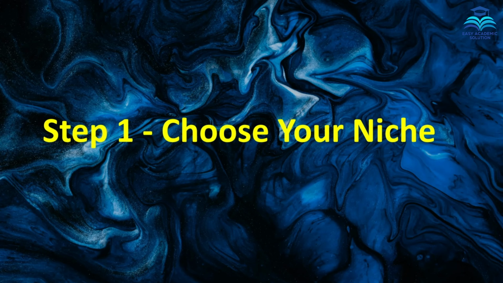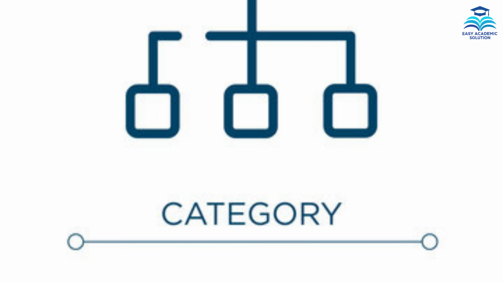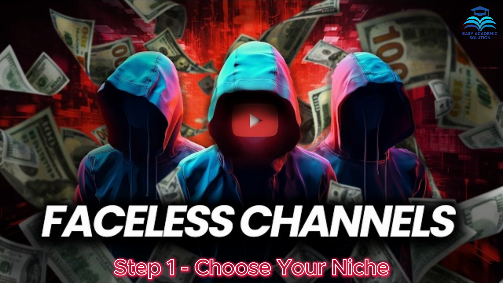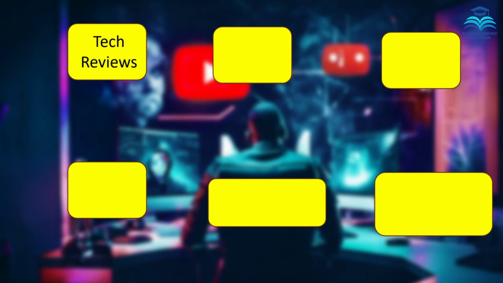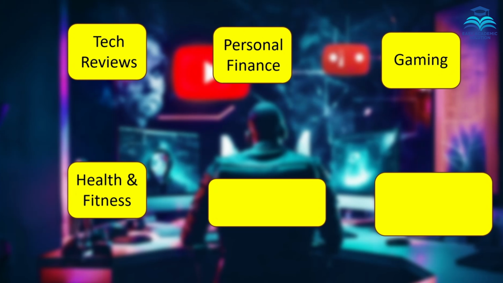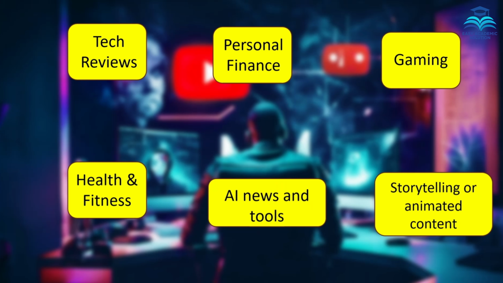Let's dive in. Step 1. Choose your niche. The foundation of any successful YouTube channel is a well-defined niche. A niche is simply the specific topic or category your channel will focus on. For a faceless channel, you want to pick something that doesn't require you to be on camera, but still has a strong audience demand. Some great examples of faceless niches include tech reviews and tutorials, personal finance and investing, gaming walkthroughs and tips, health, fitness, and self-improvement, AI news and tools, storytelling or animated content.